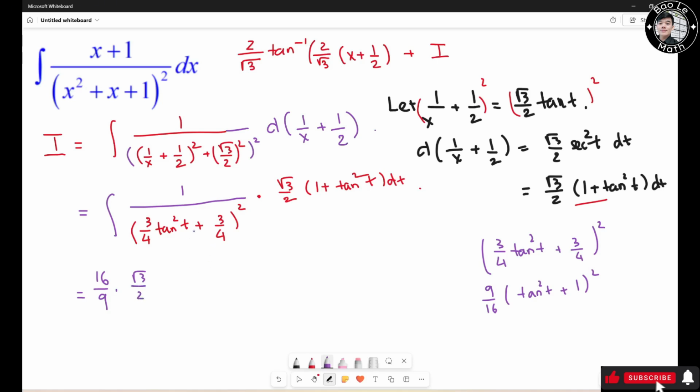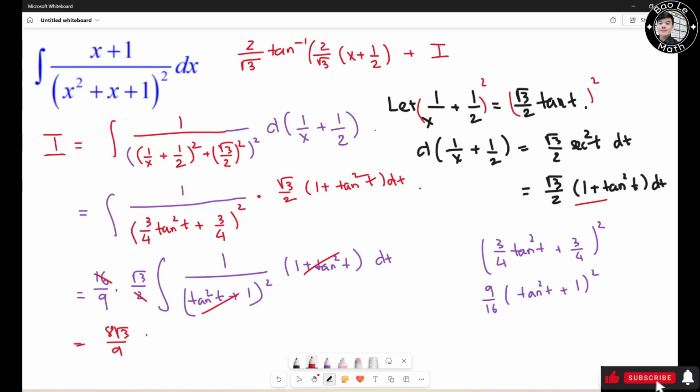So this becomes the integral of 1 over tangent squared of t plus 1, altogether squared. The top you have 1 plus tangent squared of t, and dt. Now this and this cancel out, so you have 8 root 3 over 9 times the integral of dt over 1 plus tangent squared of t, right?